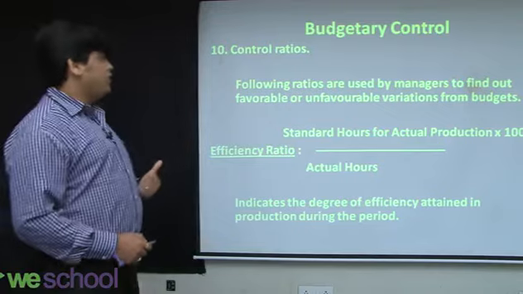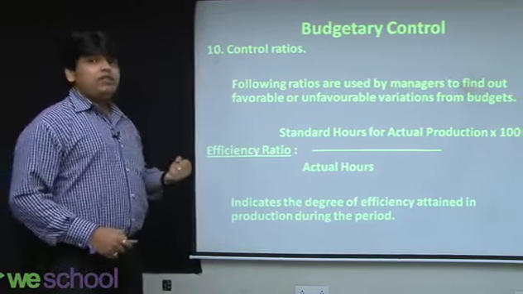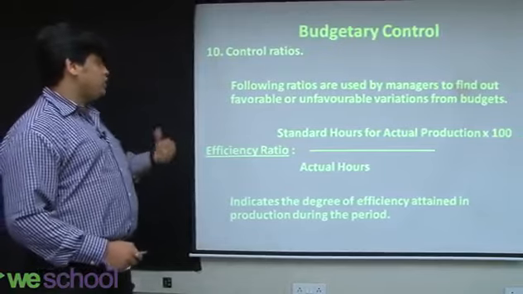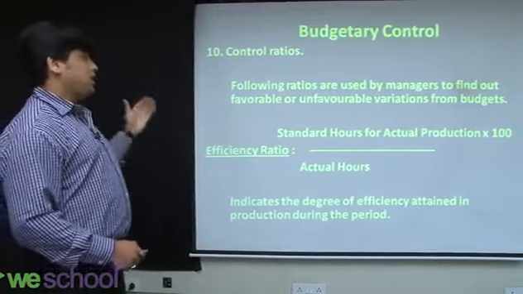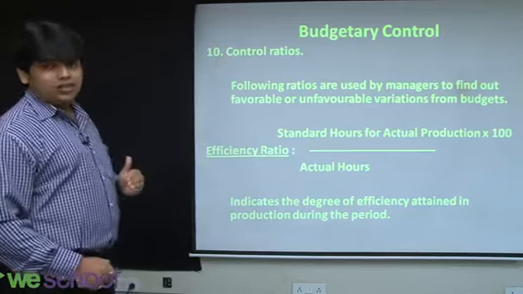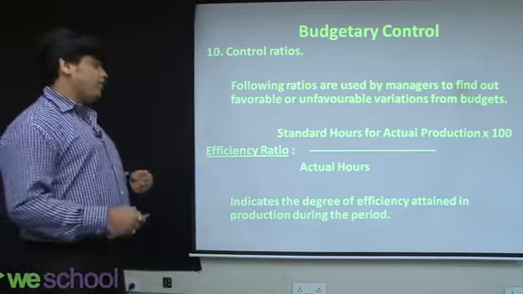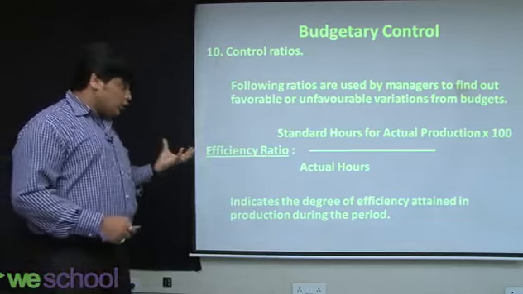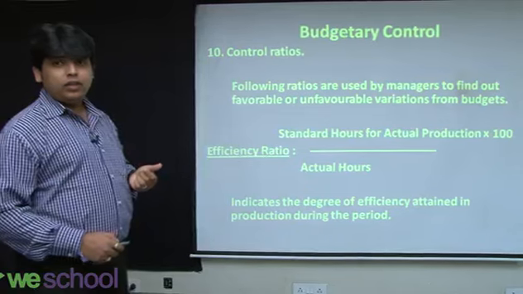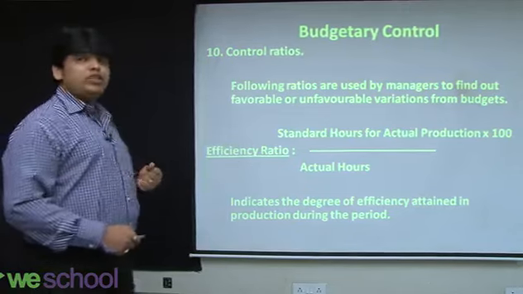Then the efficiency ratio. This will tell us whether we have attained efficiency or not. It is the standard hours of actual production divided by actual hours, and it indicates the degree of efficiency attained. Suppose actual hours are 100 and standard hours are 40. That means our efficiency ratio is not good.